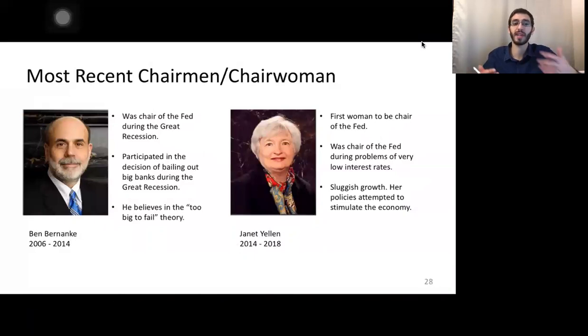So Bernanke was the one that had to deal with the problem of, hey, the economy is failing, banks are one of the causes of this, and are we going to let those banks fail, or are we going to save them, bail them out, so pay their debt and be able to make sure that they're solvent? Well, what do you think would be the best thing to do? It's a tough call, right?